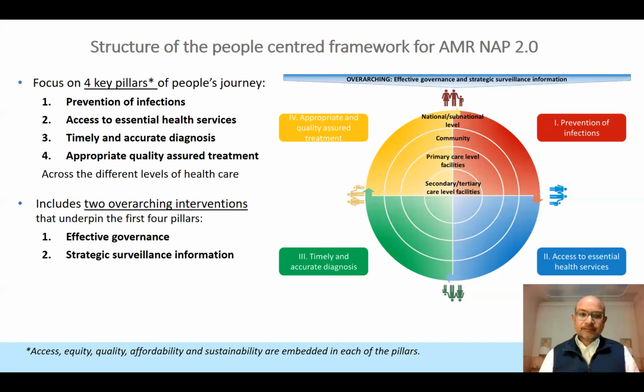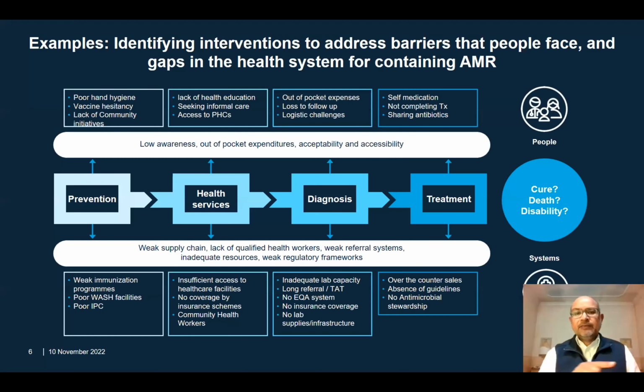This is an example as to how this would work. In the top layer, you have people-centered challenges. In the bottom layer, you have health system challenges. So as a person moves from the prevention pillar to health services, to diagnosis, and to treatment, what we are doing is really analyzing what are the critical challenges people might be facing in each of these strategic pillars, and similarly, what are the health system gaps that need to be addressed in each of these pillars.